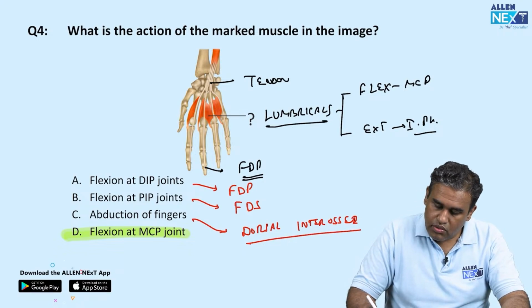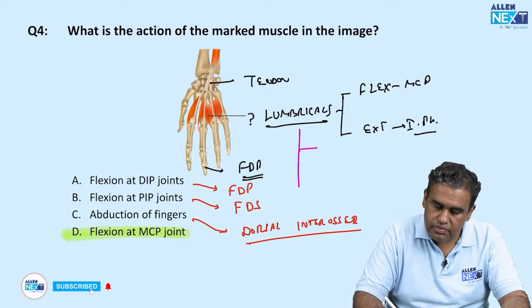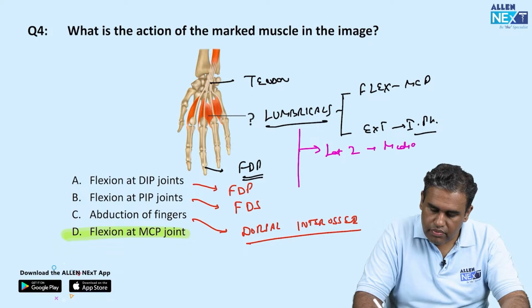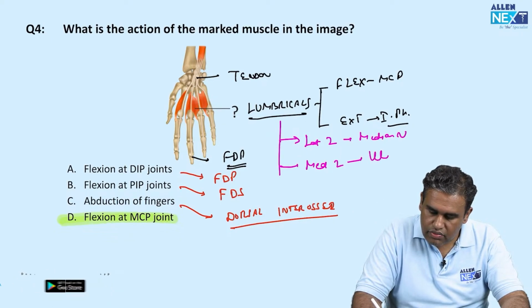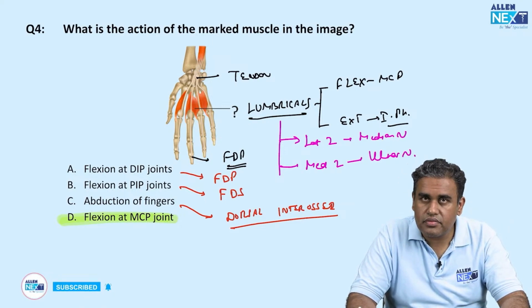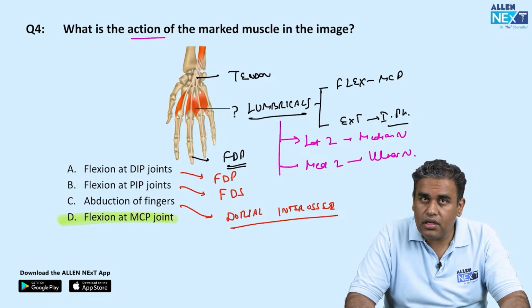The answer is lumbricals, and tomorrow they may ask you about its nerve supply. Remember, over here there are 4 lumbricals. The lateral 2 lumbricals are supplied by the median nerve, and the medial 2 lumbricals are supplied by the ulnar nerve. And damage to the lumbricals leads to clawing of the hand. Right? So here they ask the action, and the answer is flexion at the MCP.